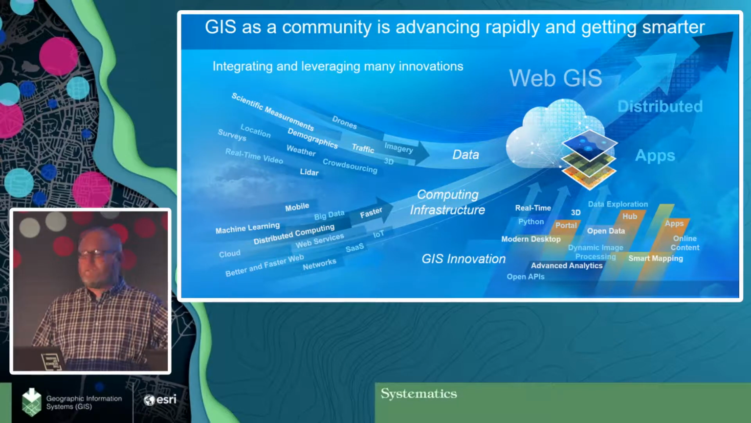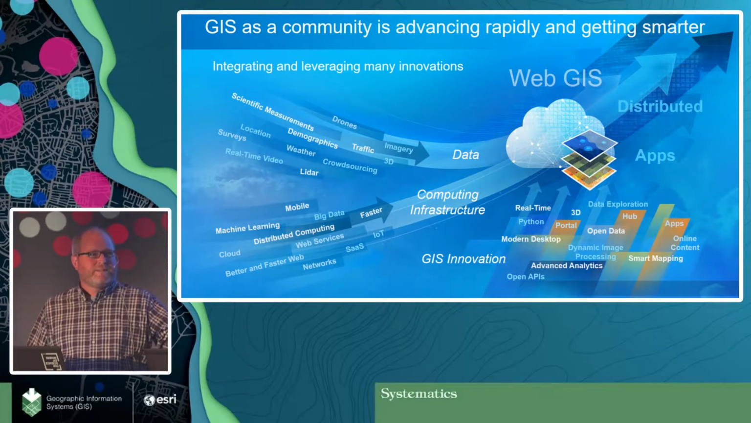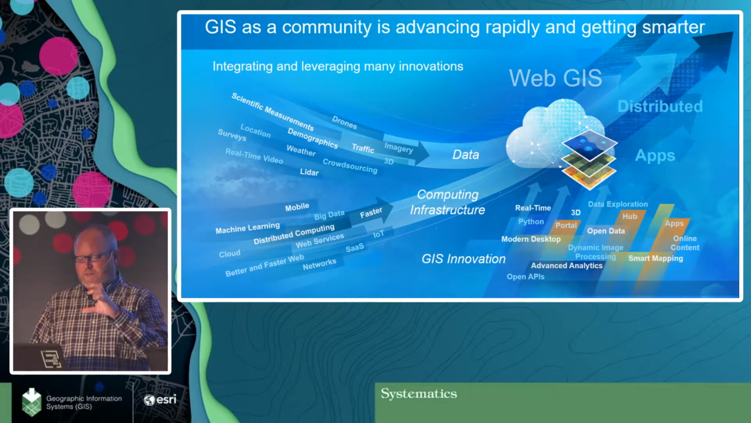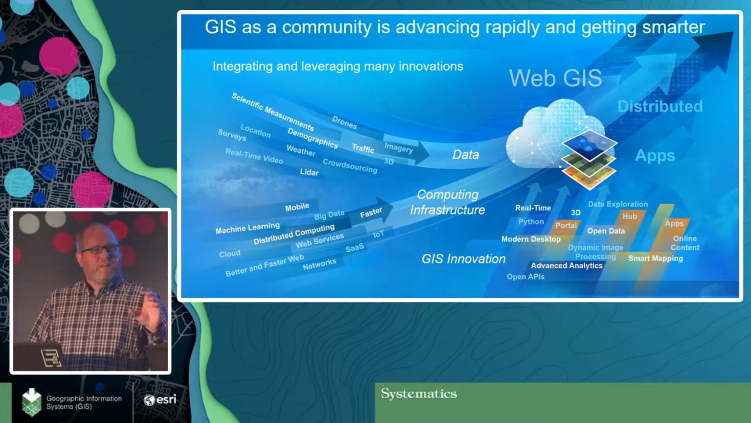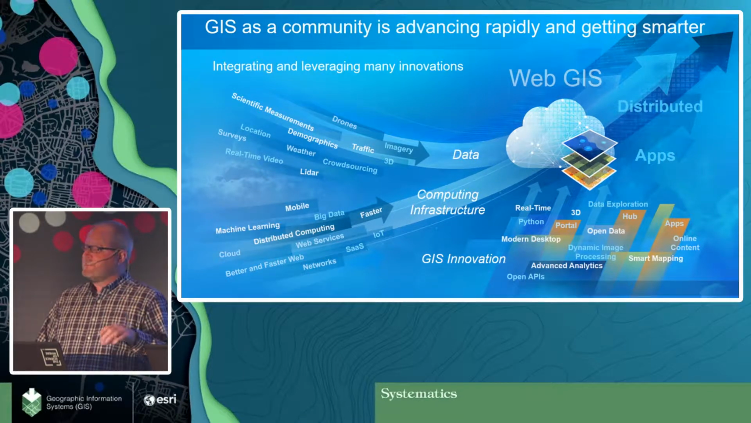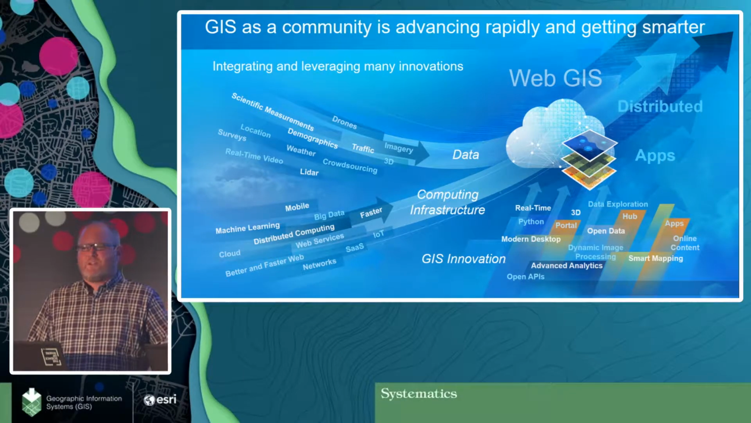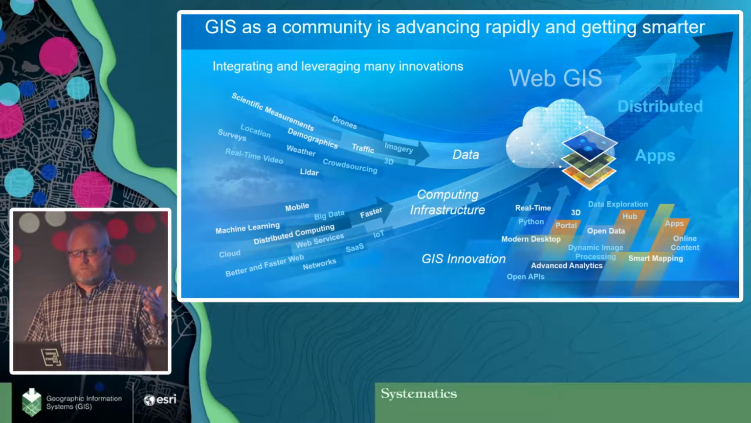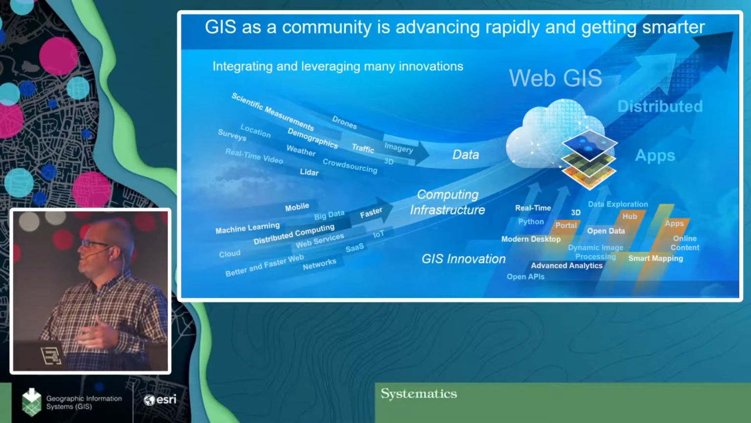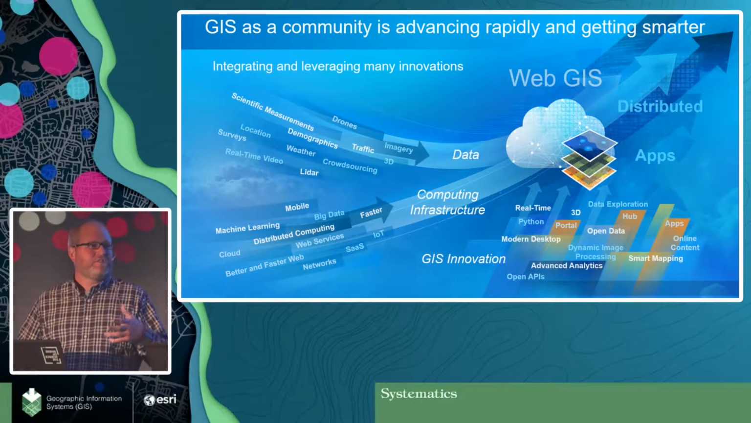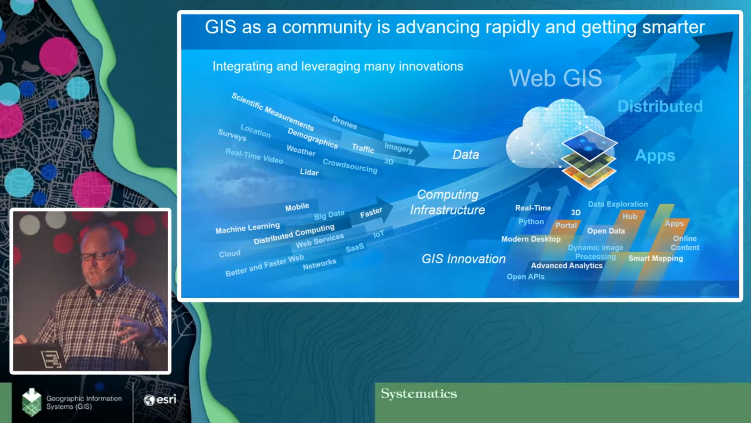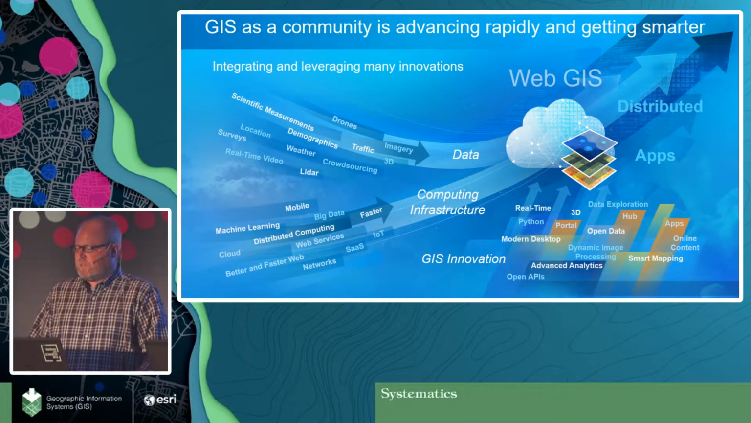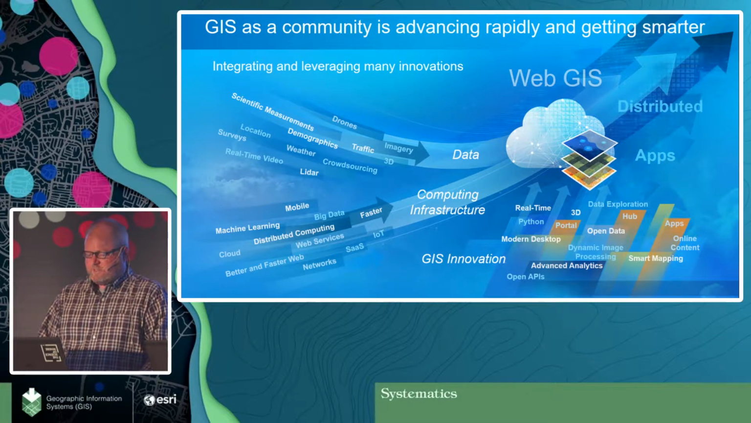First, we have many different data sources, whether it's from Waze, LiDAR, drone imagery, all that data is coming in together. Then we have an increase in computing resources, and this is especially true on the web. The browsers are faster than ever before with direct access to the graphics card through WebGL. Then we also have GIS innovation, such as smart mapping, data exploration, 3D, all of them coming together to really form WebGIS, which allows you to build distributed applications.